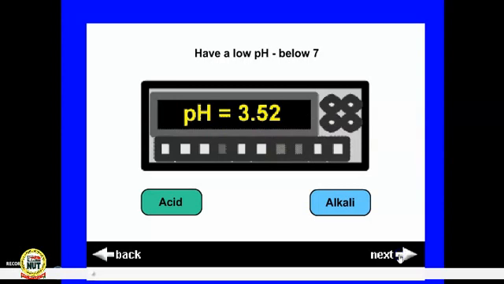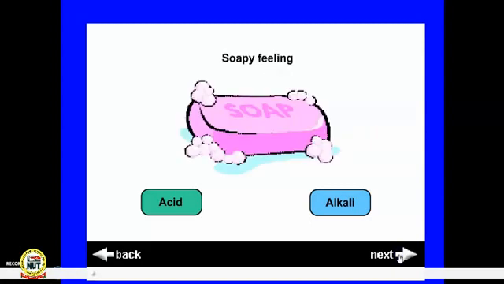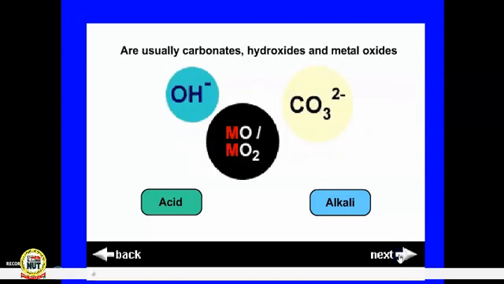This substance has a pH of 3.52. Is it acidic or alkali? If it's acidic, is it a strong acid or a weak one? If it's an alkali, is it a strong one or a weak one? Produce salt and water in a neutralization reaction. Is it acidic or alkali? Soapy feeling. Is it acidic or alkali?